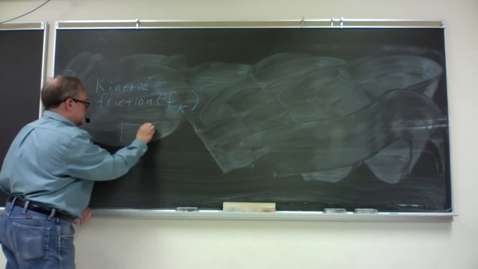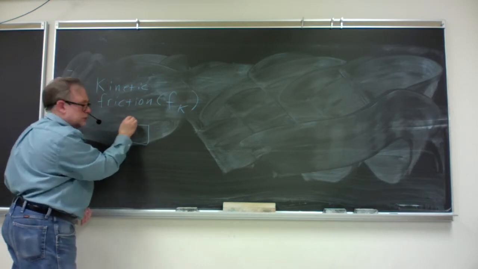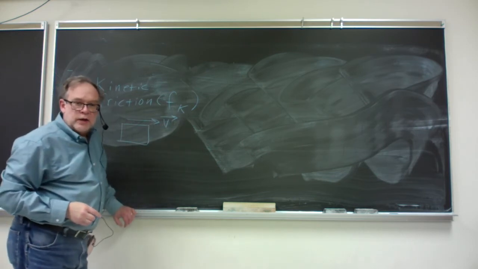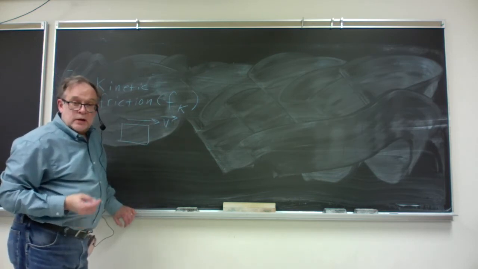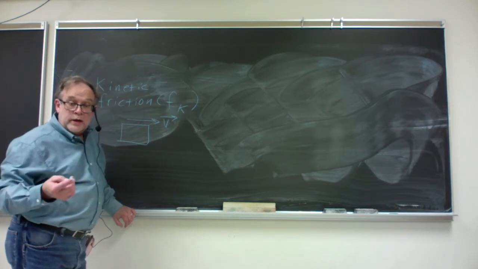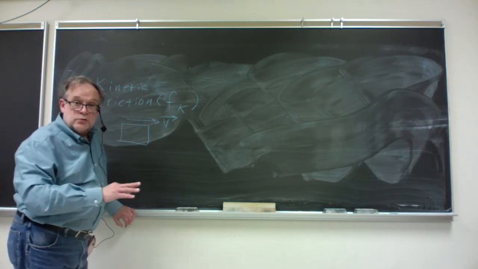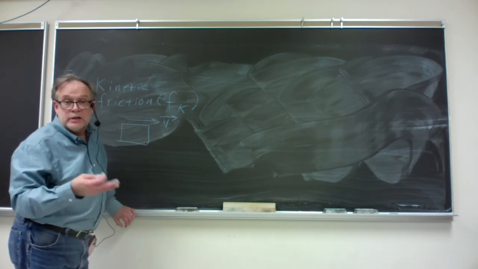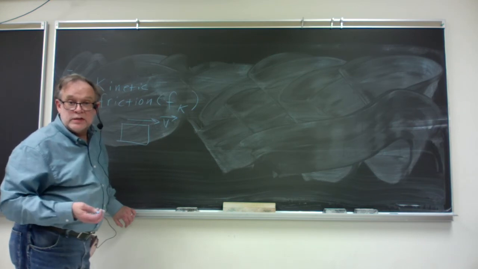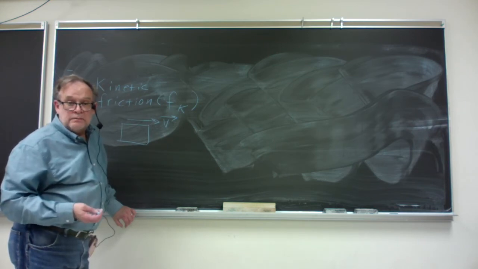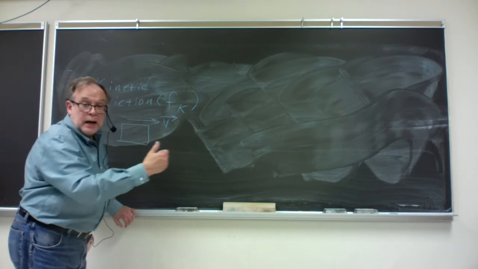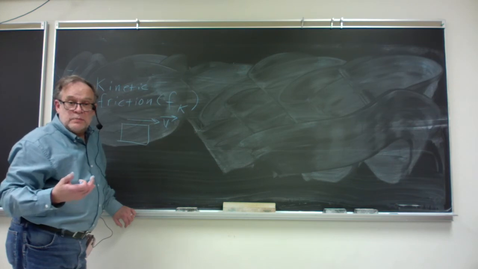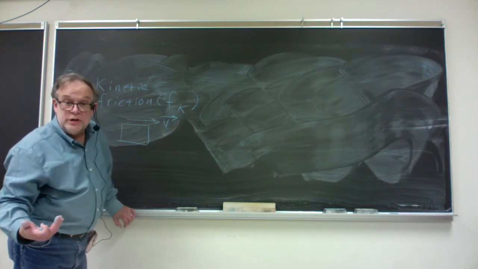So here's the box, and I'm sliding it this way. So the direction of motion is to the right, the velocity is to the right. Kinetic friction always acts to try to slow down an object, or at least keep it from accelerating as much as it would have accelerated otherwise. In other words, it's going to point opposite to the velocity. The kinetic friction force will always make motion more difficult.